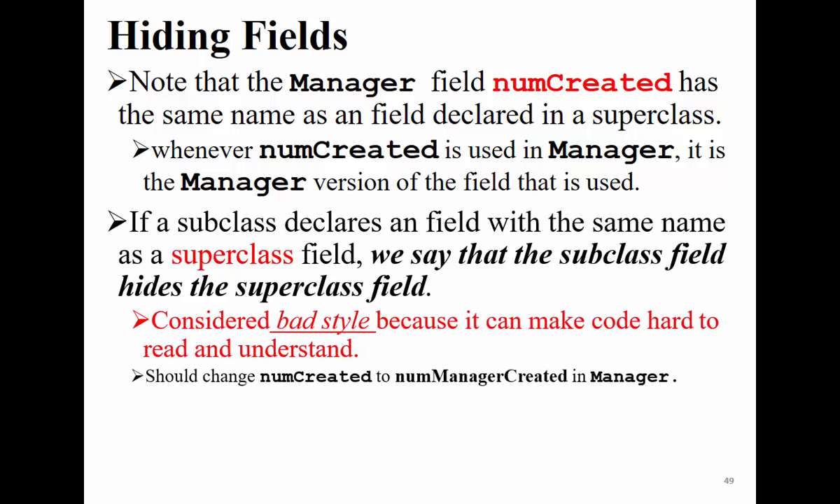That's what I said. This is considered a bad style of coding. It's better to have 2 static fields with different names, such as managerNumberCreated and employeeNumberCreated. So whenever you decide to use the same name for fields and these fields are static, try to use different names, because you will have field hiding. And this happens whenever you have static fields with the same name in the superclass and the subclass.